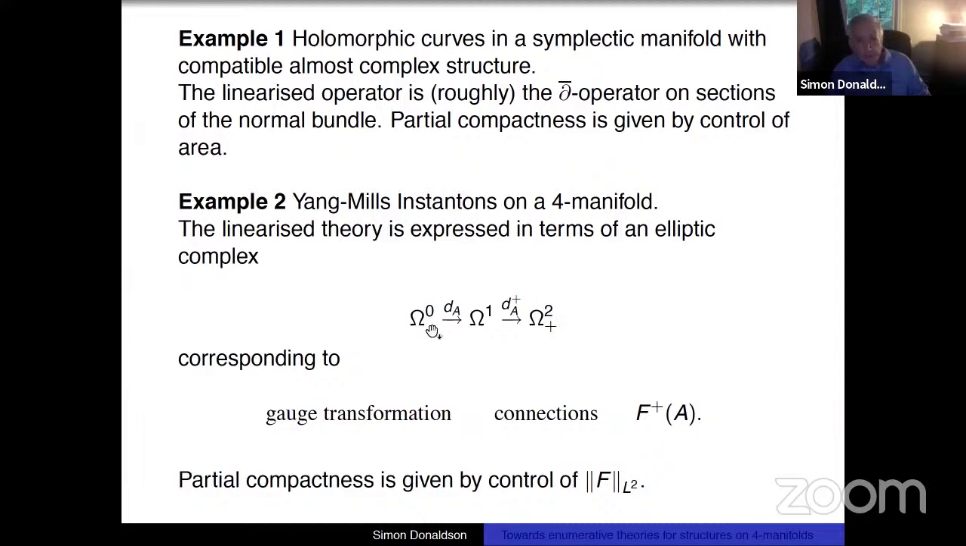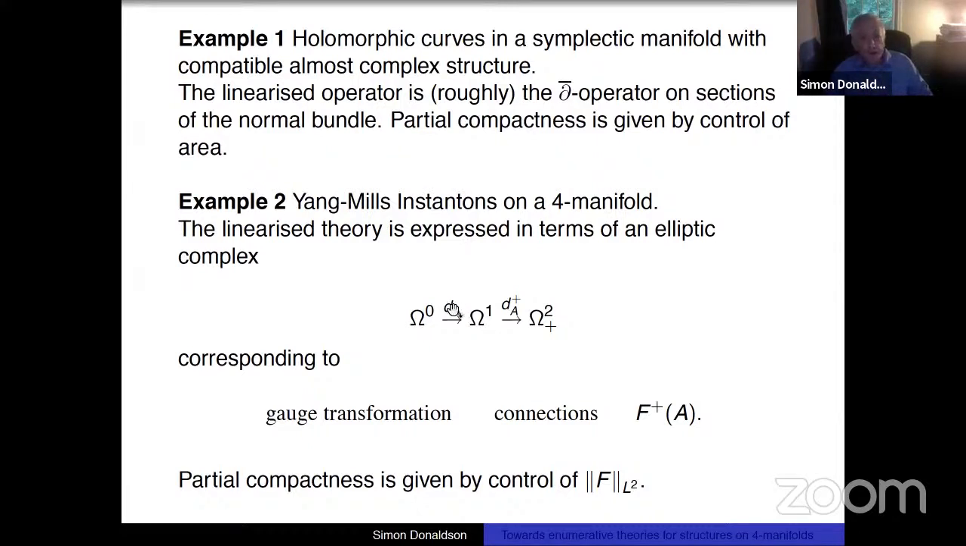So we have the naught forms, or sections of the bundle. We have the exterior derivative defined by our connection mapping to the one forms. And then we take the exterior derivative on the one forms and project to the self-dual part to get the operator D plus. And this forms what's called an elliptic complex, which means essentially that D plus is elliptic modulo the image of D.